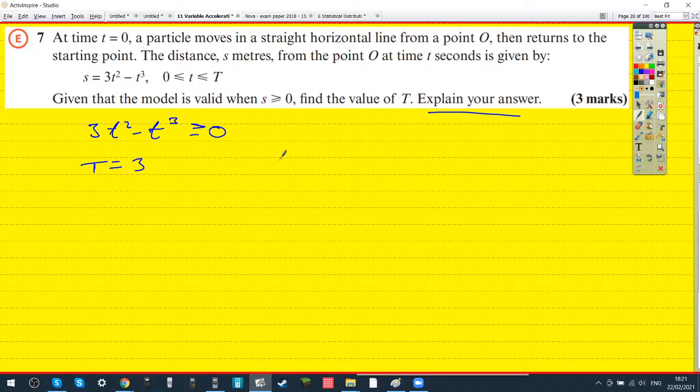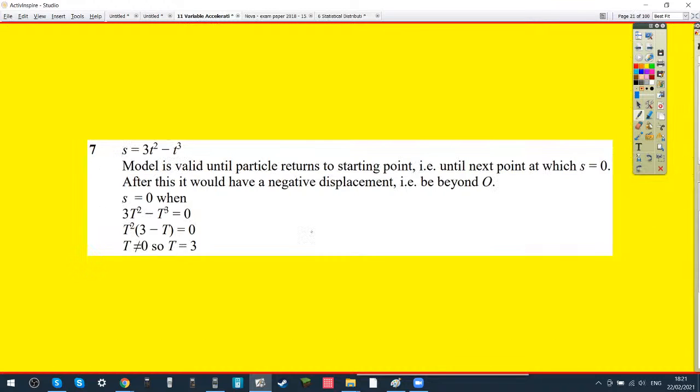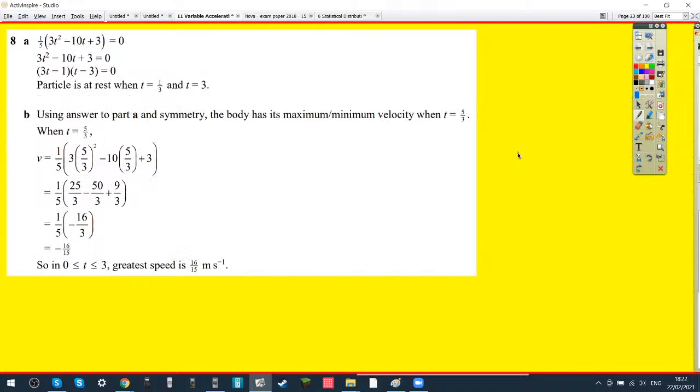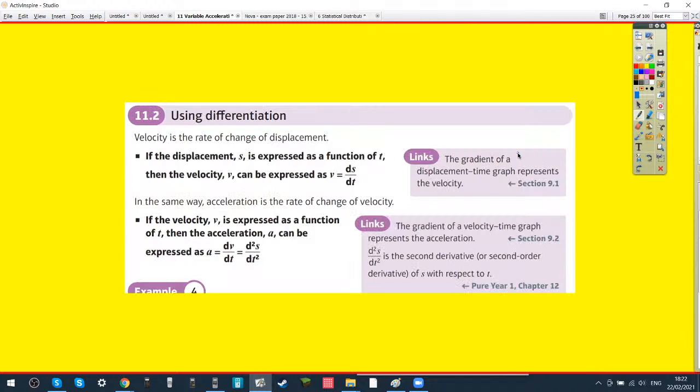Would I just say that t's got to be equal to 3 because if it's any bigger, it'll be negative? T is greater than or equal to 0. T is less than 0 when capital T is greater than 3. So t equals 3, something like that. There we go. The greatest speed. Fine. Okay, functions of time.